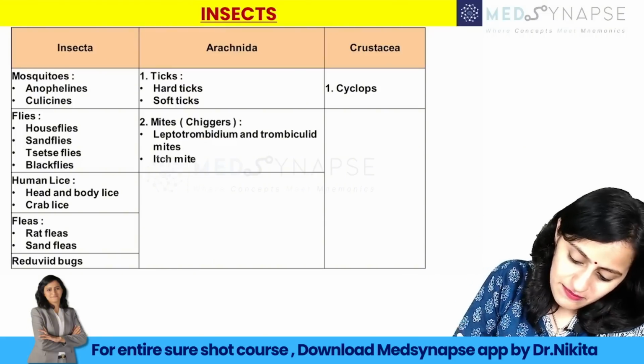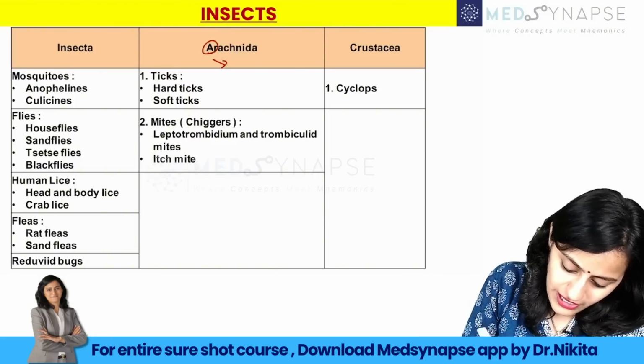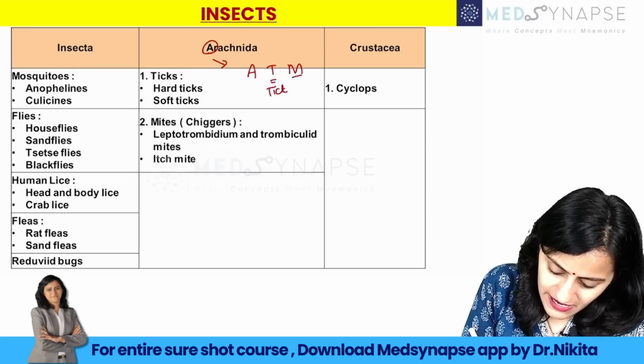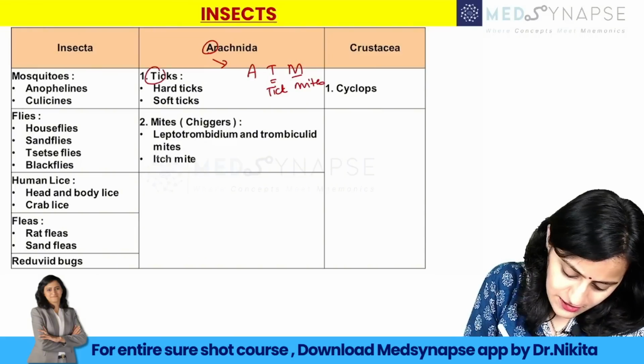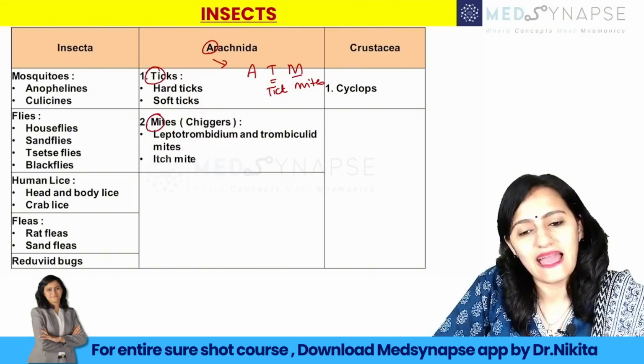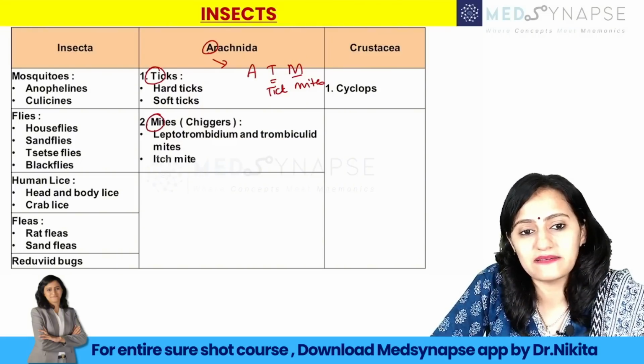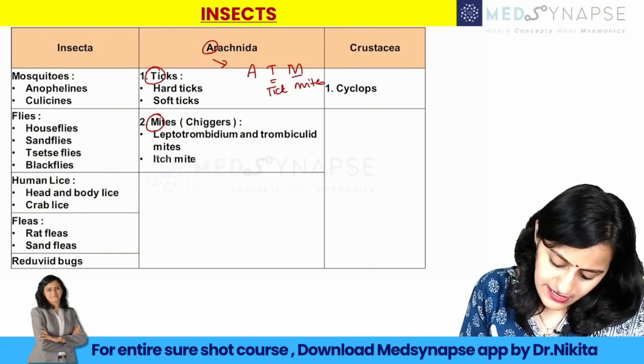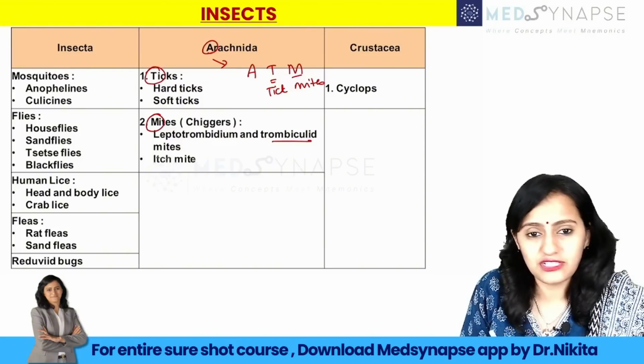So first let's remember the Arachnida and Crustacea. For Arachnida, remember it is ATM. That means in Arachnida we have the ticks and we have the mites. Okay, so the ticks and the mites in Arachnida. Hard tick, soft tick and the mites. So you have the chiggers, the larva of mite is chiggers, right? The trombiculid mite, the itch mite and all of that.